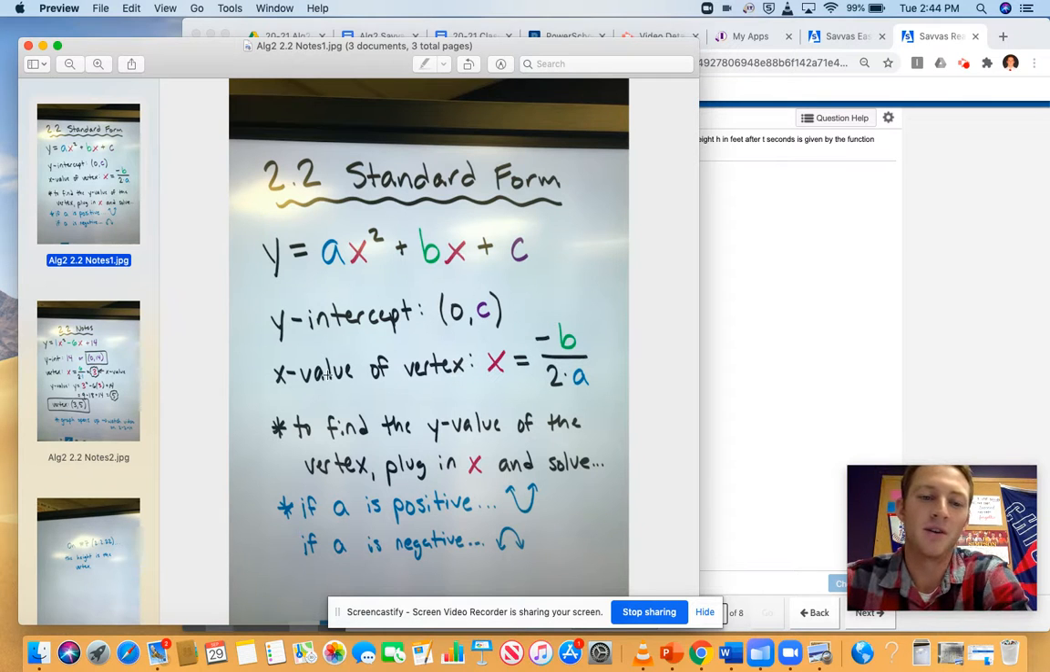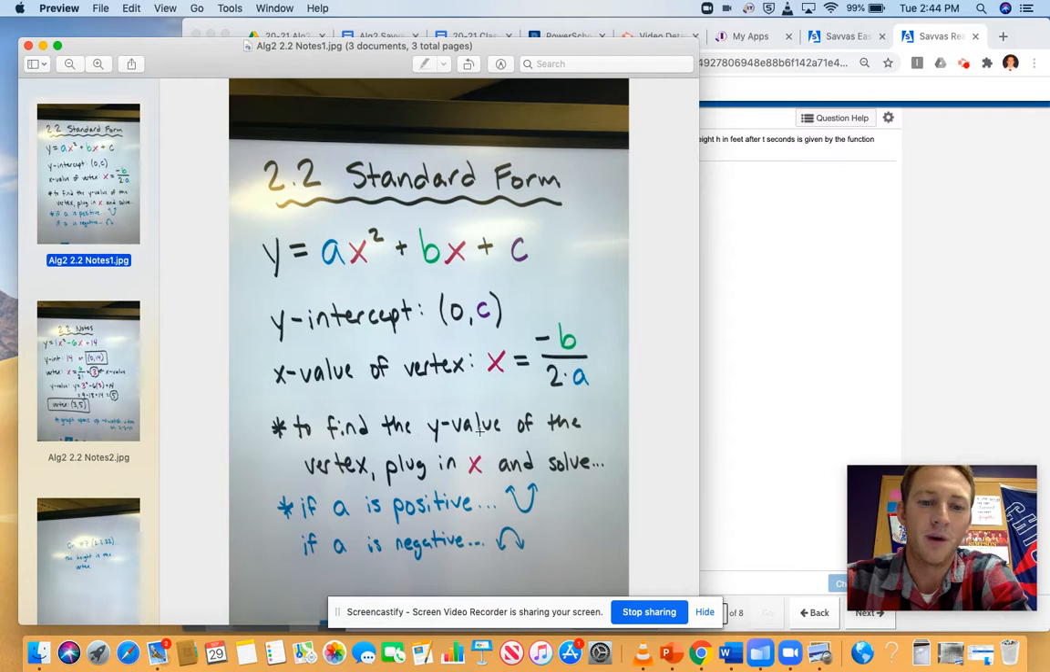And then we can find the vertex, not as easily as in vertex form, but we can still find the vertex. First, we can find the x value of the vertex. And that is the opposite of b. So if this is +3, we'd have -3 right here, all over 2 times a, and a is that number out in front. Remember, if there's no number in front of an x, it's just 1.